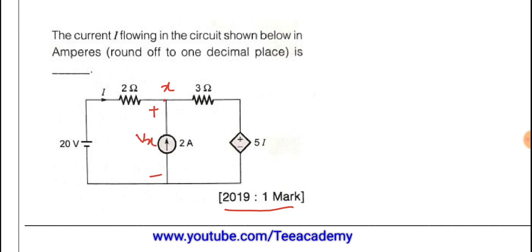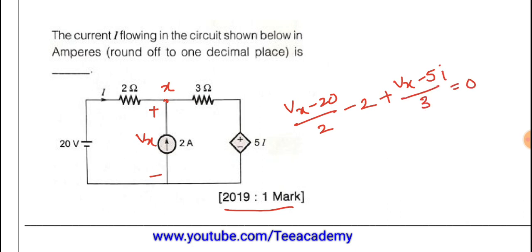Applying the concept of node analysis, what you can write here is (Vx minus 20) divided by 2. This will be the current here, and the current entering this terminal is negative, minus 2, plus (Vx minus 5i) divided by 3 is equal to 0. So this will be the first equation. And the second equation, considering this loop here: minus 20 plus 2 into I plus Vx is equal to 0. So these are the two equations. With the help of these two equations, we can find the current value.